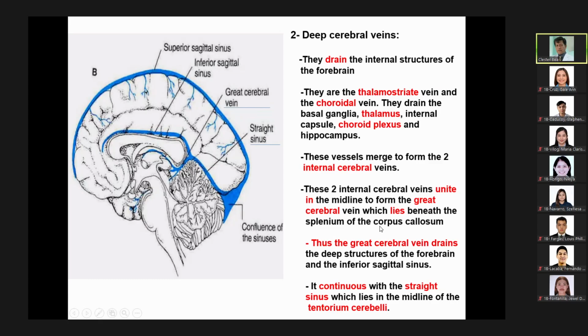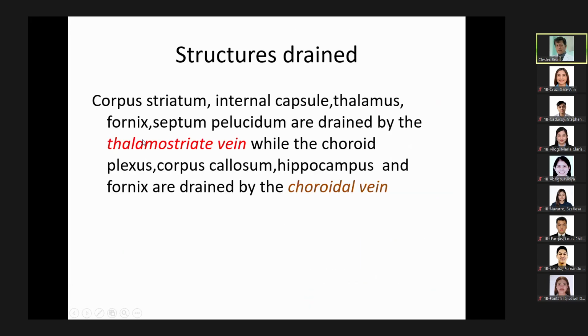Which lies at the splenium of the corpus callosum. Your corpus callosum, the splenium part, that's where you find the great vein of Galen, okay? And from there, the great vein of Galen will unite with the inferior sagittal sinus to drain eventually to the straight sinus. Right? Okay, so that would be your venous drainage.